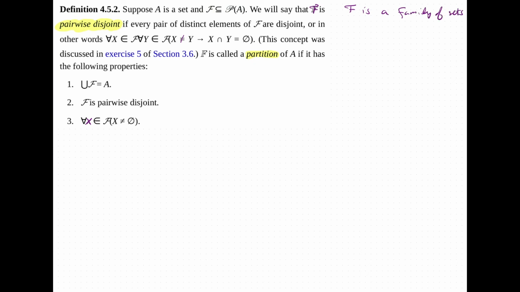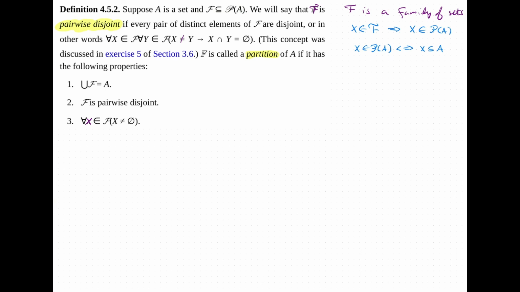Because if we were to take some x in F, since F is a subset of the power set of A, that tells us that x is an element of the power set of A. But x is an element of the power set of A if and only if x is a subset of A. So in other words, F is going to be a set of subsets of A. And so it is a family of sets. So with that, we're looking at some family of sets whose elements are themselves subsets of A.